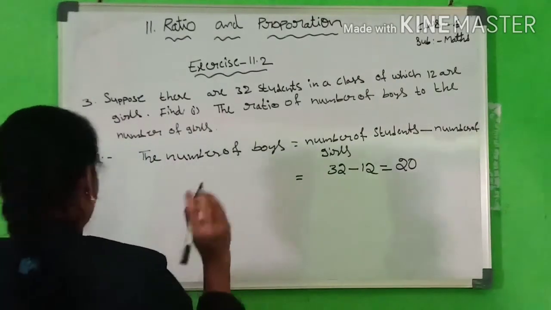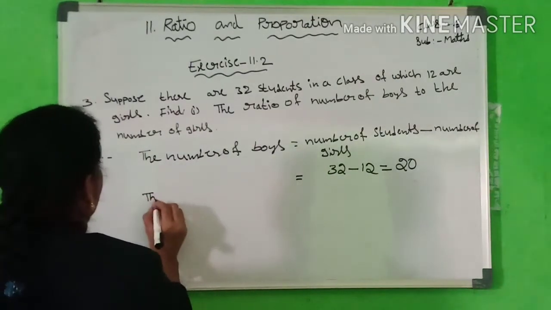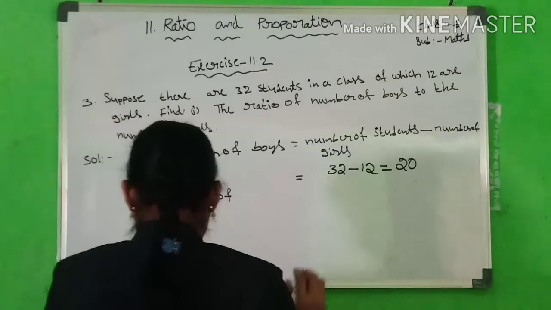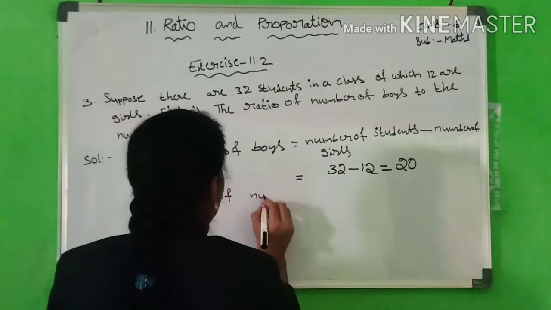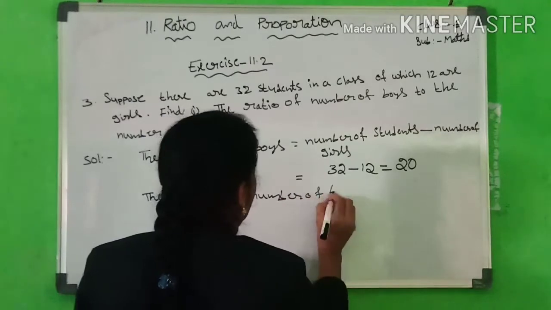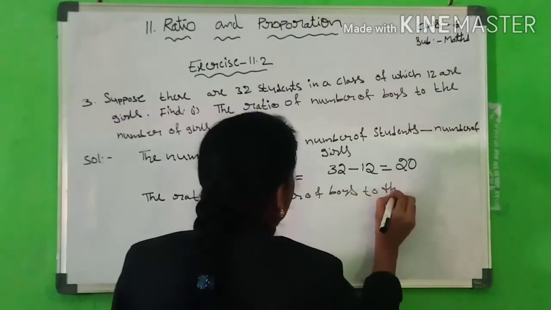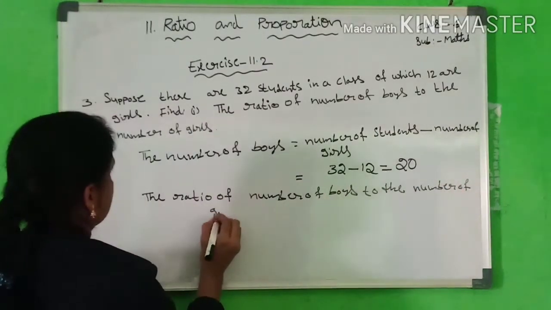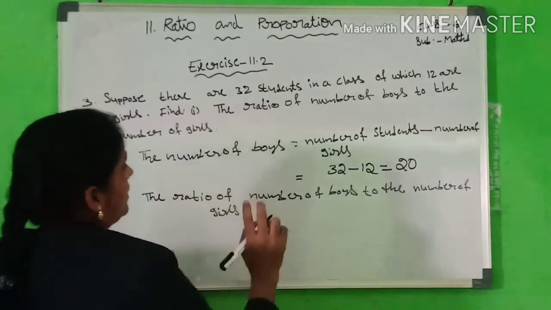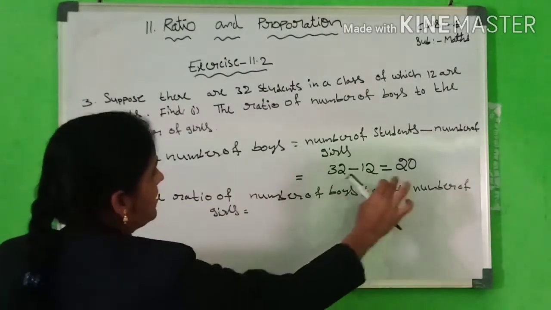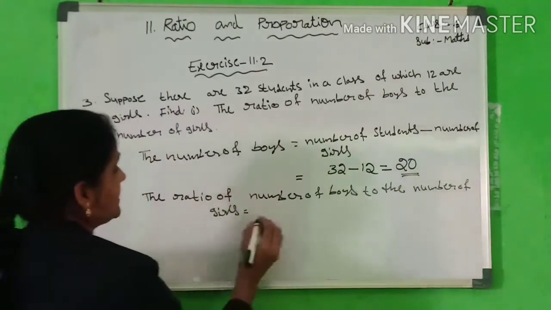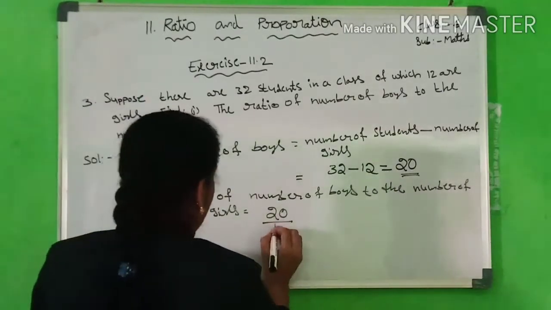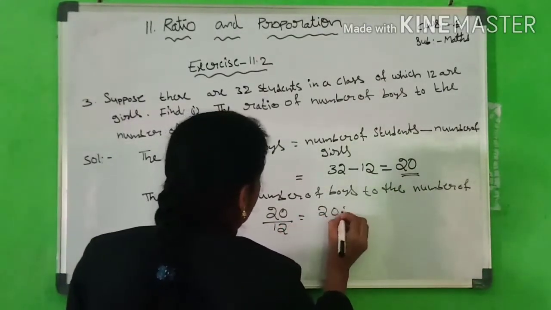The ratio of the number of boys to the number of girls. How many boys are there in this class? 20. Next, how many girls are there? 12. 20 is to 12.